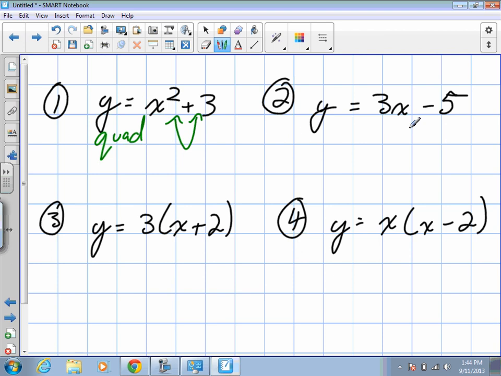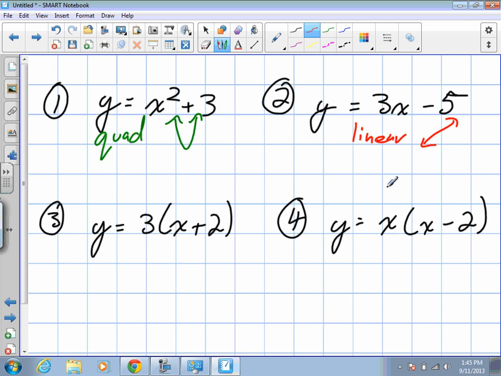For it to be linear, what must the exponent on the variable be? That's right. If there's nothing there, we assume the exponent is 1. And if it is 1, that makes it linear, which means on a graph we have a straight line. Very simple to recognize. All you have to do is look at the equation.